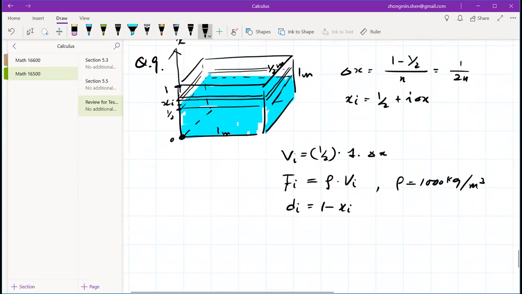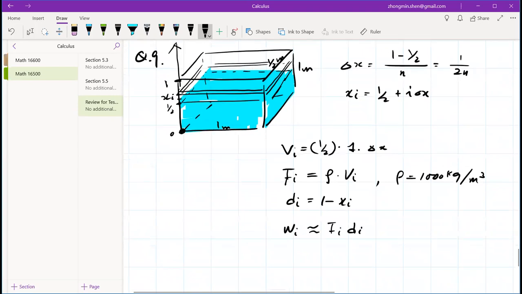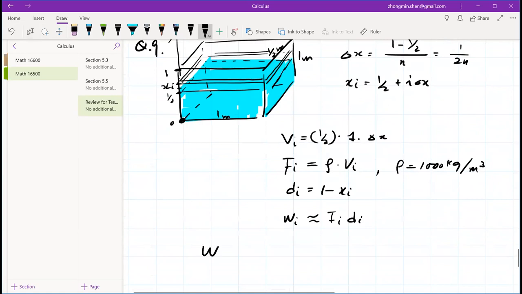Okay, so the work done to lift that slice to the top, just think about it as a solid, not a liquid, is going to be F_i times d_i, the force times the distance it travels. So the total work is going to be the sum from i equals 1 to n, and that is going to be an estimate.